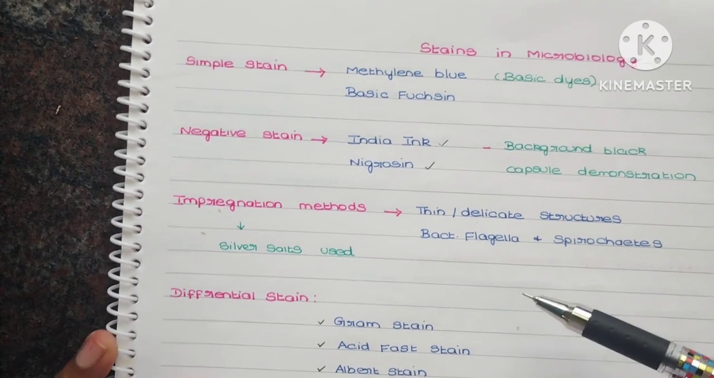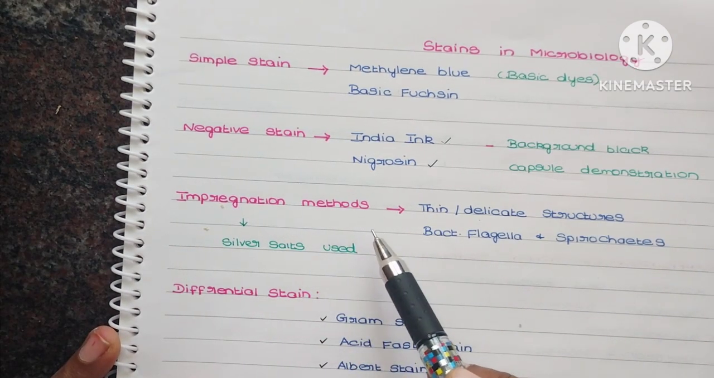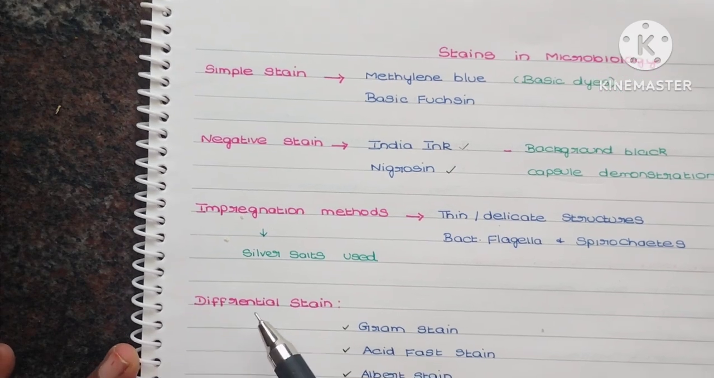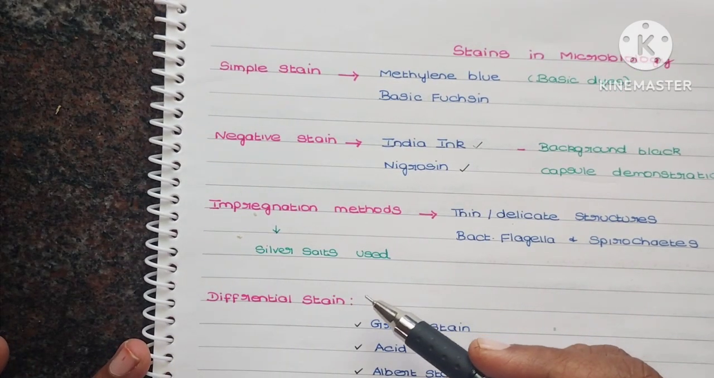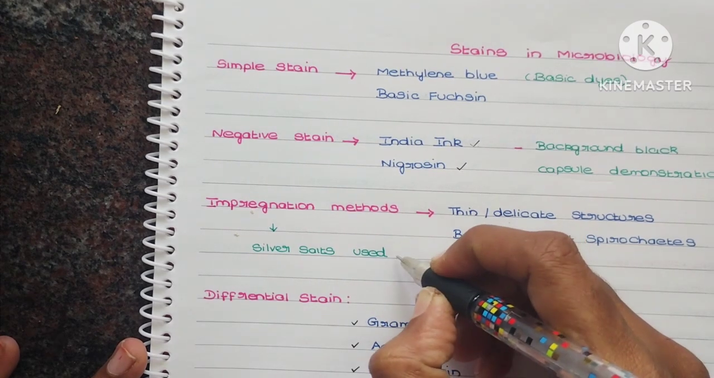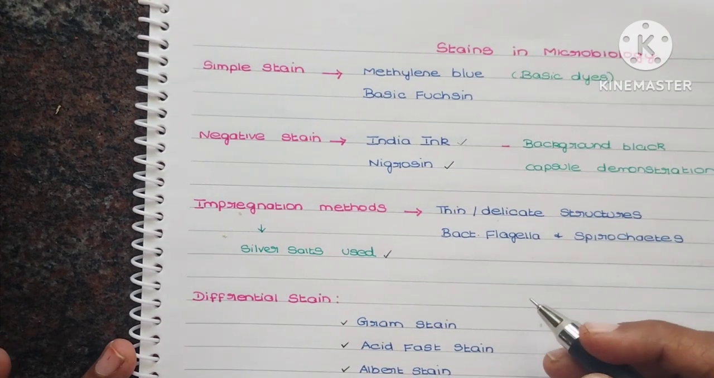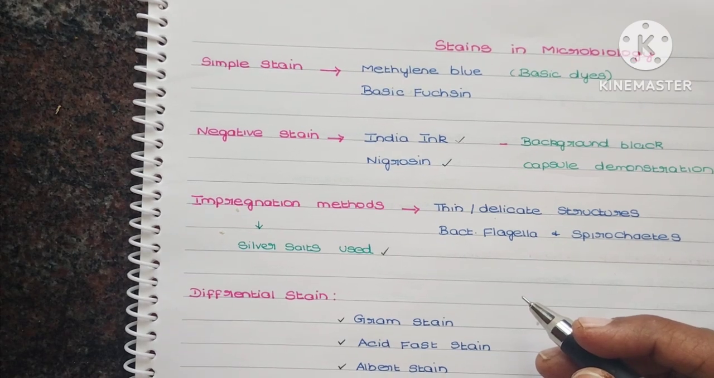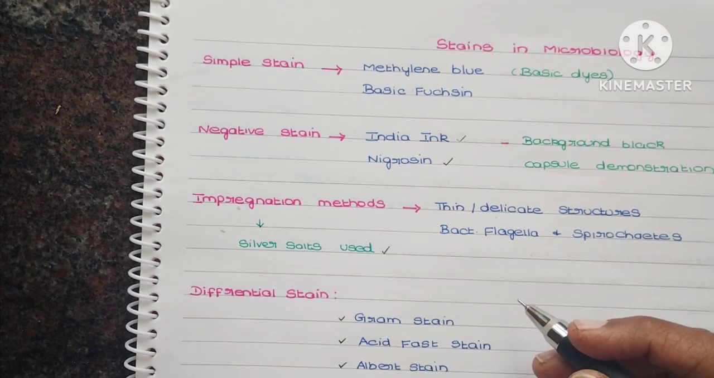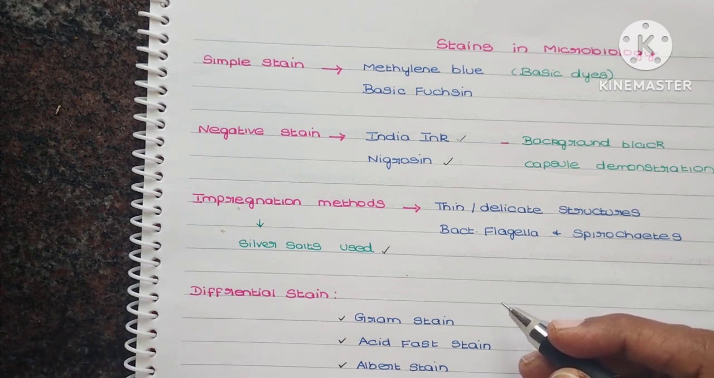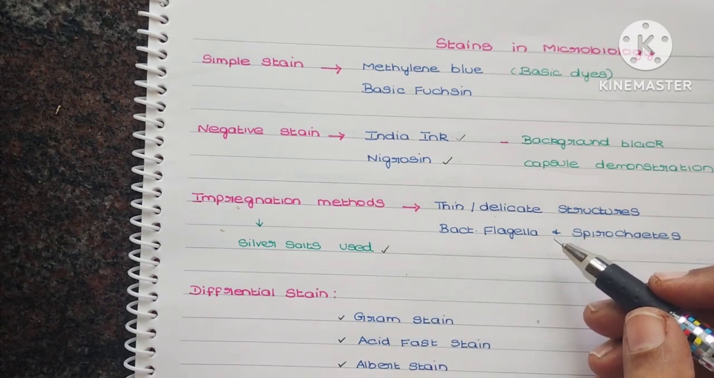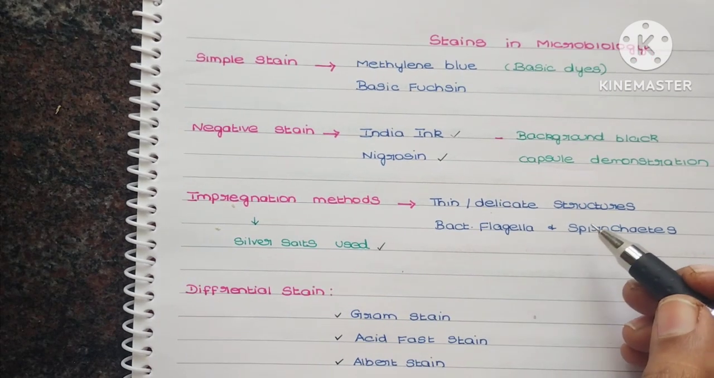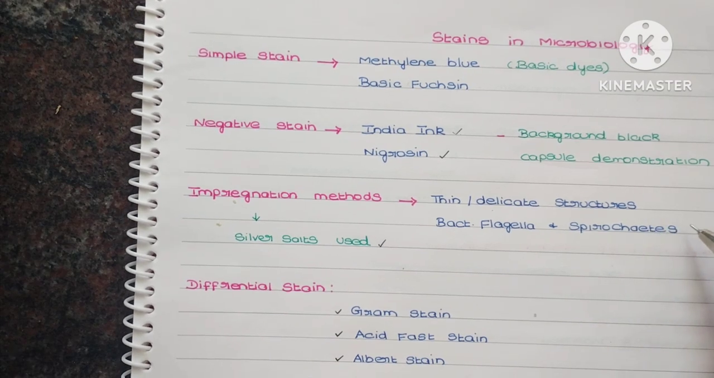Coming to the third point, it is the impregnation method. What is this impregnation method? You are impregnating, giving some material to make the stain better, and that is silver salts. Normally very thin or ultra thin structures cannot be seen easily under the microscope. So we add some silver salts to thicken the structure so that we can easily see it under the microscope.